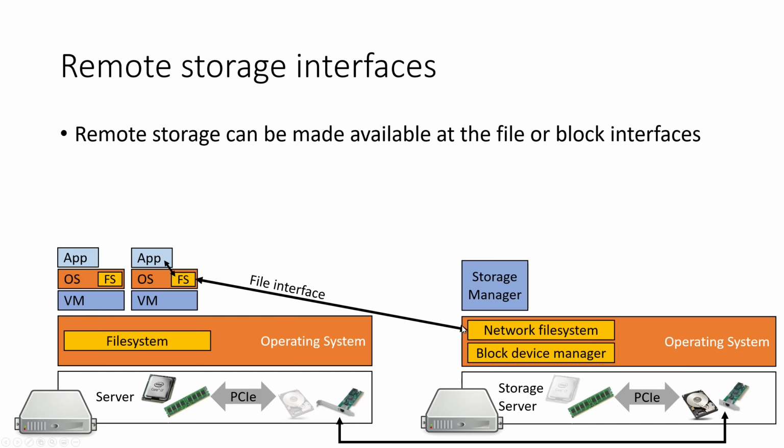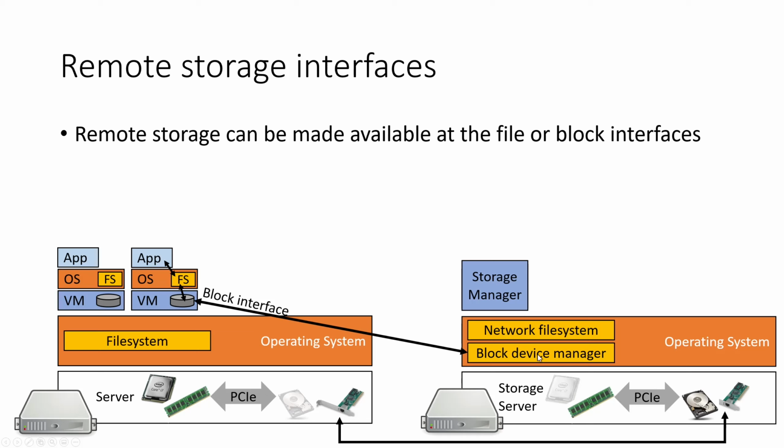Another approach would be for the application to open a file, then this file system on the operating system inside the virtual machine is controlling a virtual disk device. So this file system will take the requests that the application sent over the file interface. It will transform these requests into requests for this virtual disk's block interface. So when the virtual machine accesses this virtual disk, the host operating system down here might see that this is a virtual disk and will forward these requests over the network to this block device manager on the storage server.